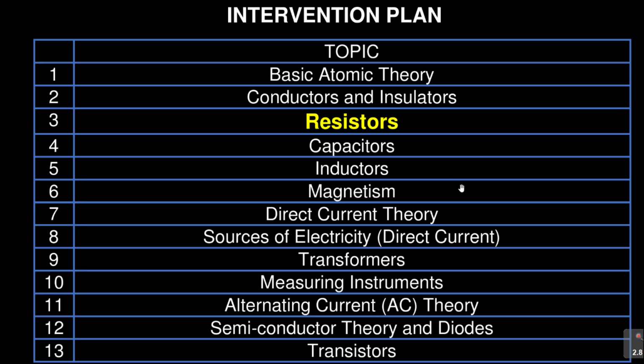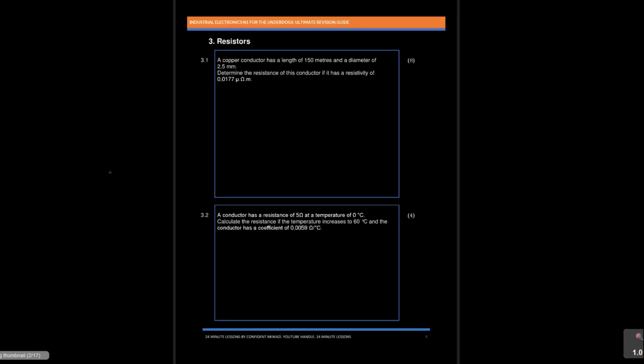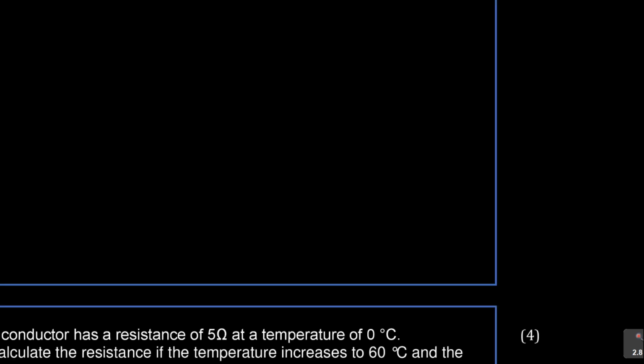Now, let's come to this topic. It is an intervention plan, which is divided into 13 different videos. Already, I've covered video 1, basic atomic theory. Number 2, conductors and insulators, and in this lesson, we are looking at resistors. Resistors are also linked with this topic called direct current theory, so that topic will also involve resistors, but I just gave you a sneak peek of the resistors as we're beginning this lesson. So let's dive into this lesson without wasting time.